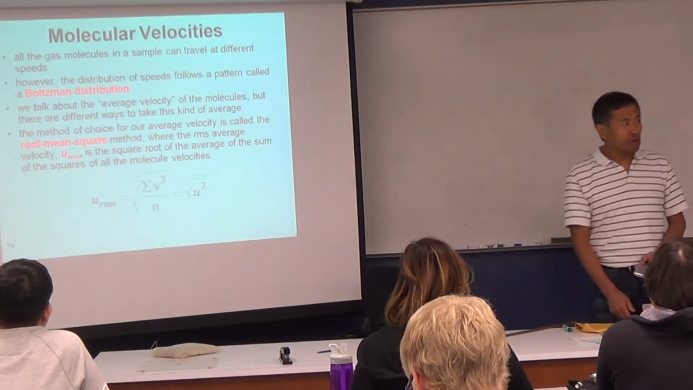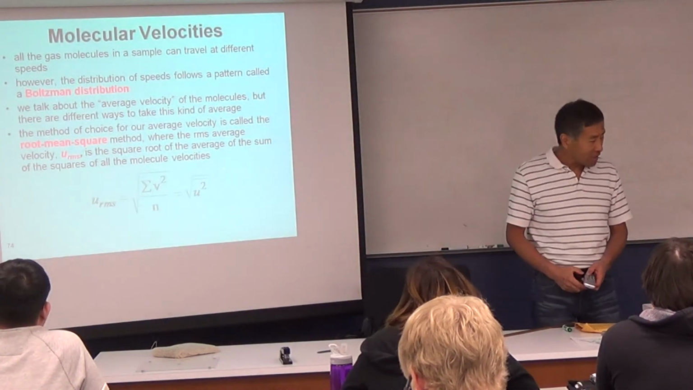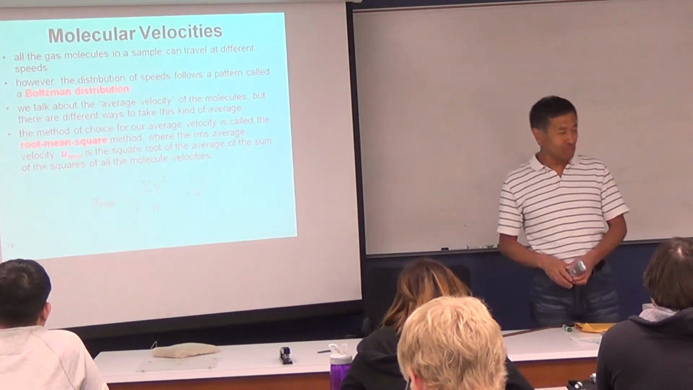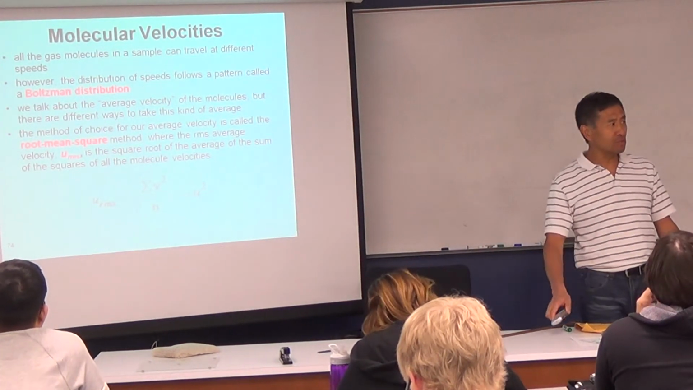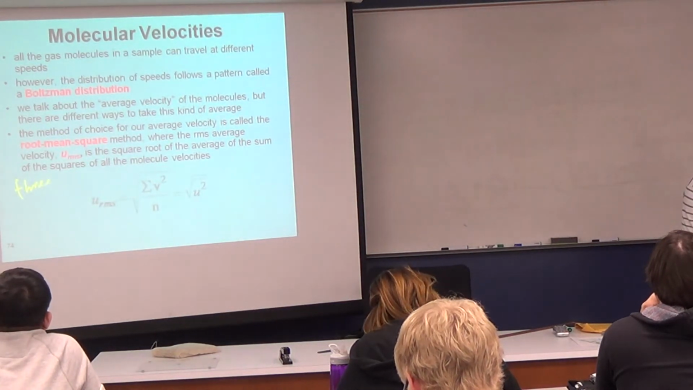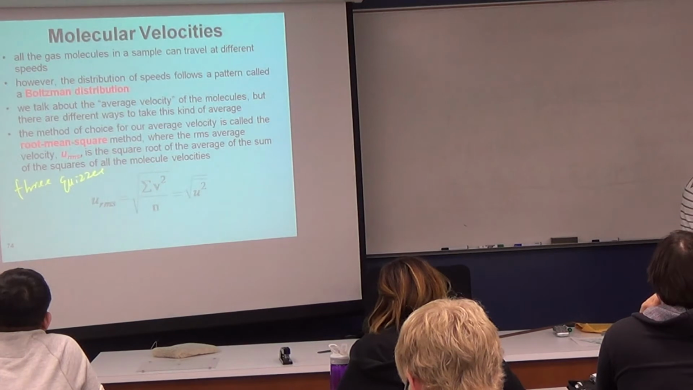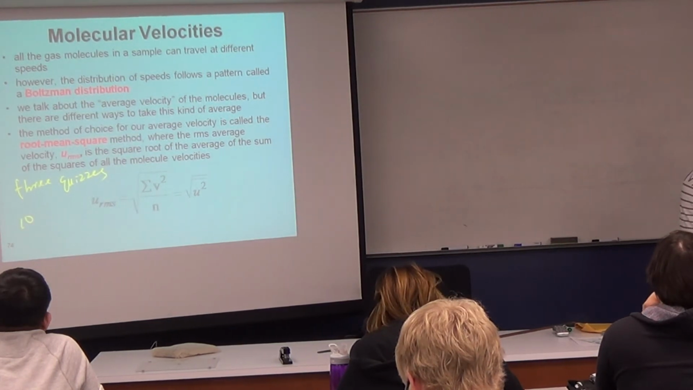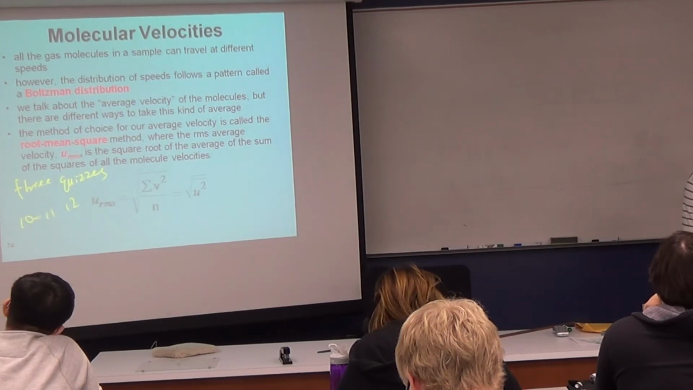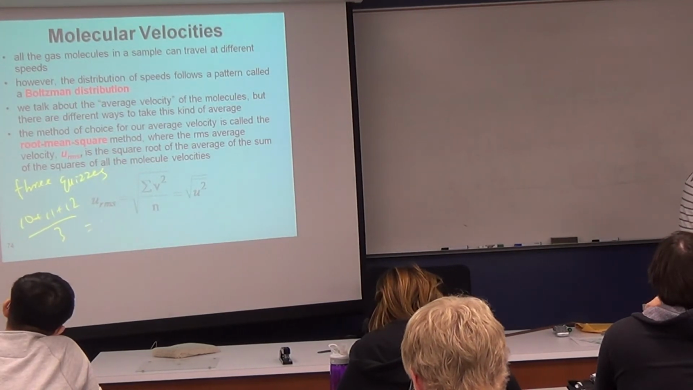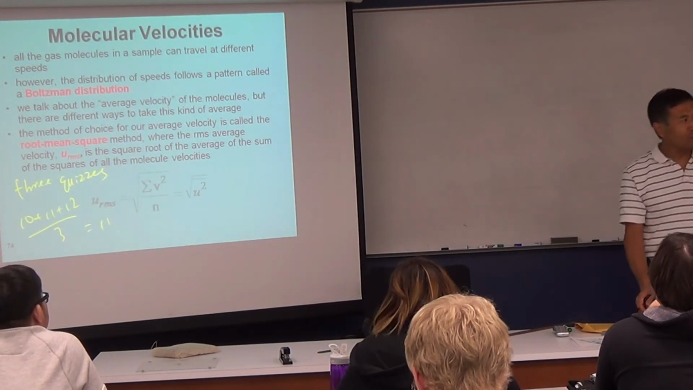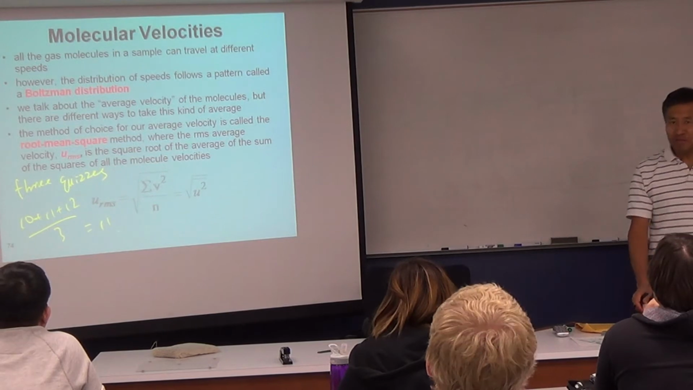So how do you take the average? I just want you to know that there are different ways to take the average. This way of average is different than your usual average. If you have 3 quizzes with scores 10, 11, and 12, your usual average is the sum divided by 3, and you get 11. Now, for the average speed, we do the average in a different way.